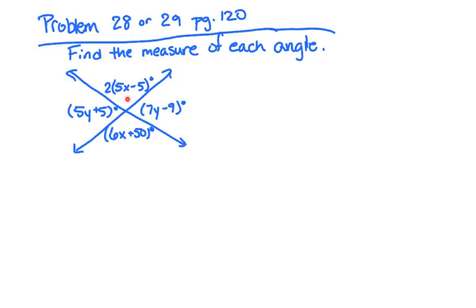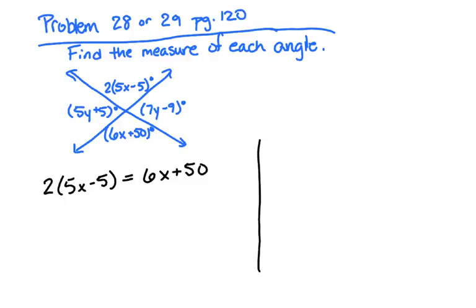And so these two angles right here across from each other are congruent, and these two angles are congruent. And we're going to set up an equation to show that we know that they're congruent, meaning they're equal to each other. So 2 times (5x minus 5) equals 6x plus 50. And then for the y value, do something similar to that. To find y, you say 5y plus 5 equals 7y minus 9.